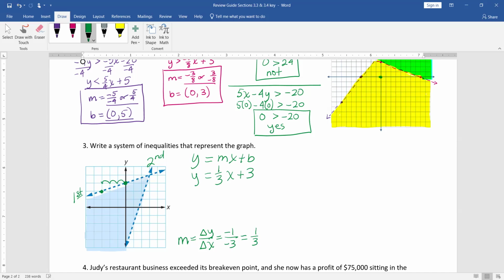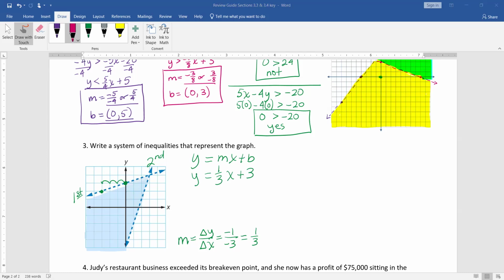Now I have to find a point and test it to see if it's greater than or less than. I know it's not equal to because both of these lines are dashed. Okay, so let's go ahead and do the second one. I'll just do it right beside it.